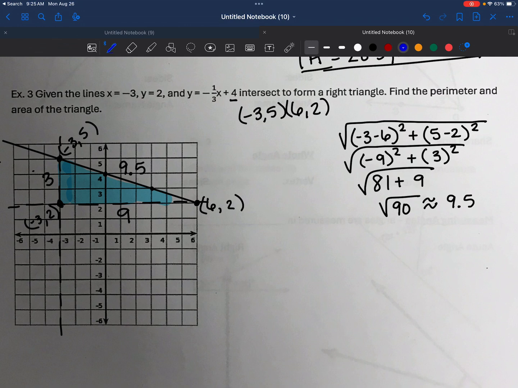Macy, do you remember how to find the perimeter of a triangle? Perimeter, you just do what? Adding. Yep. Add your 3 sides. So what 3 sides am I adding, Macy? 3 plus 9, plus 9.5. Perfect. Perimeter, we just add those 3 sides up. We get 21.5 units.